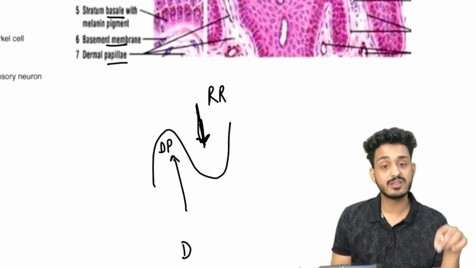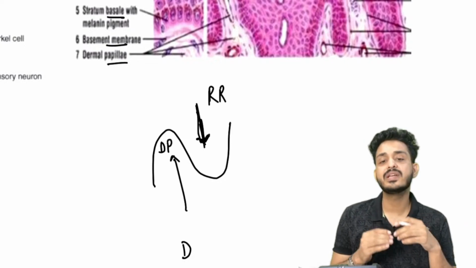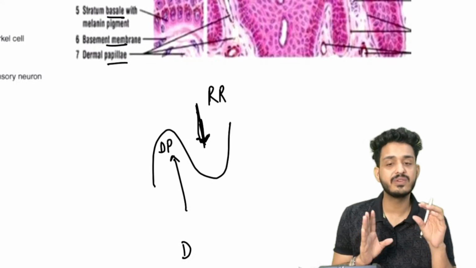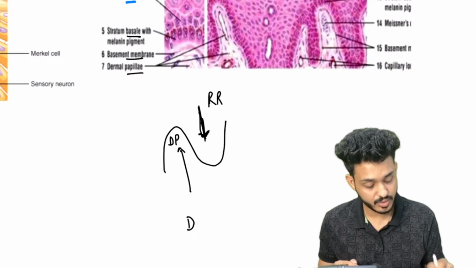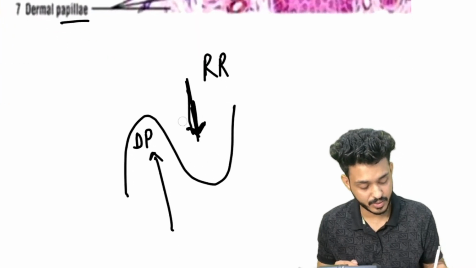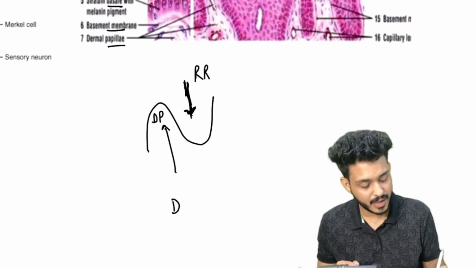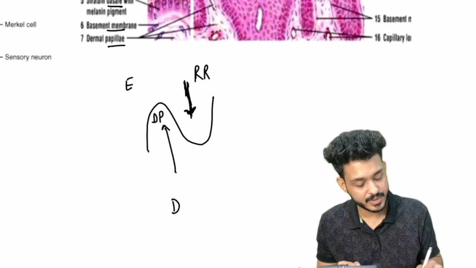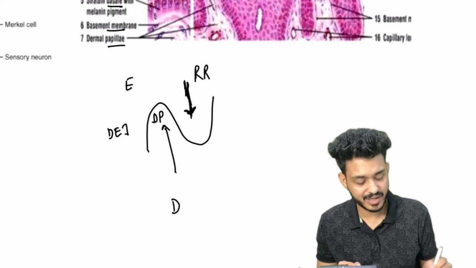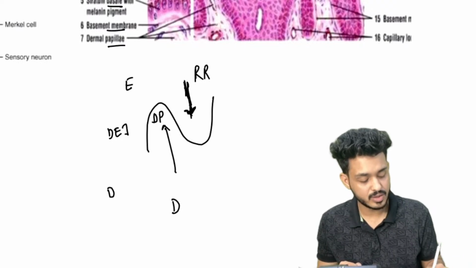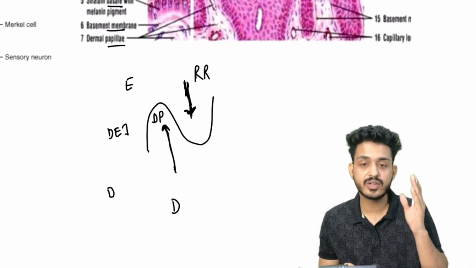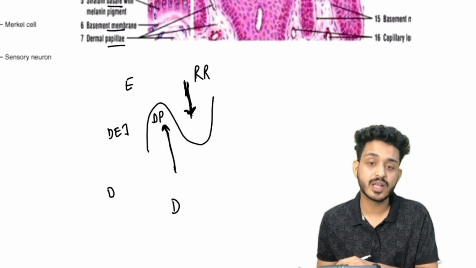Once you understand this particular image, everything will be easy for you. Life will be very, very sorted. You need not worry about anything else later. Just try to understand it now here itself. Whatever part is above is epidermis, this is your dermoepidermal junction, below will be dermis. Whatever part of dermis is trying to invaginate into epidermis, that is your dermal papilla.